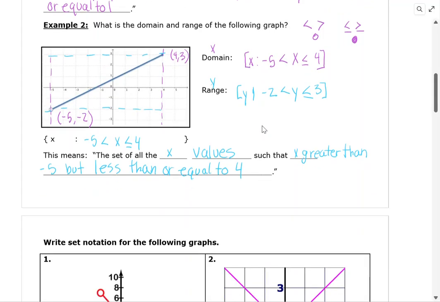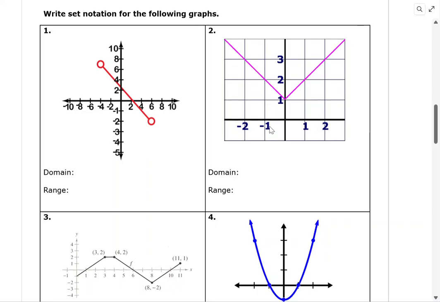Okay, so let's look at a few more. We're going to write set notation for the following graphs. Looking at our graphs, I'm going to first look at my x values. Our top ordered pair here would be at -4, 7, and our bottom ordered pair that we can see is going to be 6, -2.